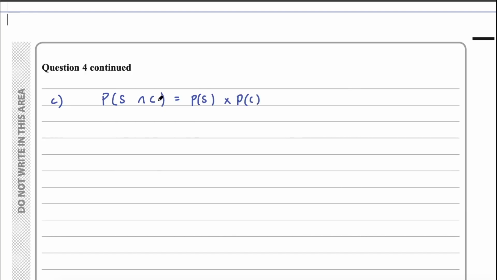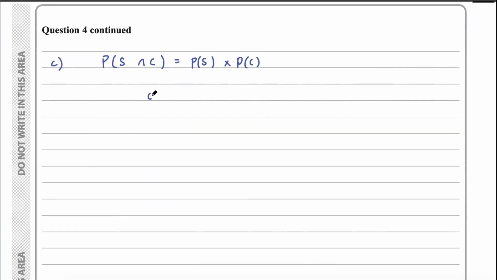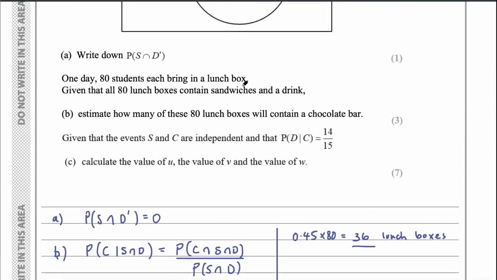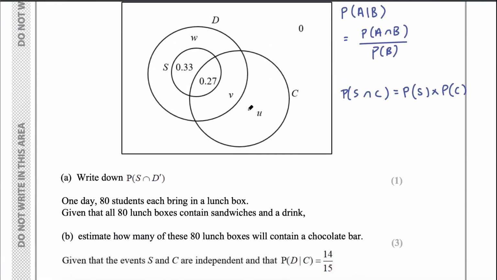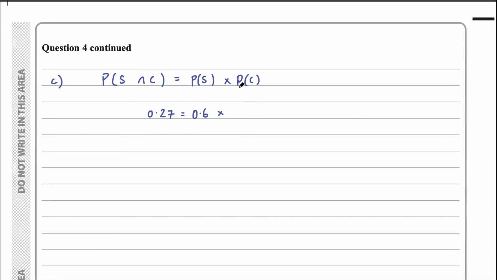The probability of S intersects C, they give us that in the diagram, it's 0.27. So 0.27 equals the probability of a sandwich, which, again, is in the diagram, we've said was 0.6 from part B, and the probability of a chocolate bar, where we have these variables, U, V, and 0.27. So we've got an expression for the probability of C, which is U plus V plus 0.27. Okay, so that's my initial equation.